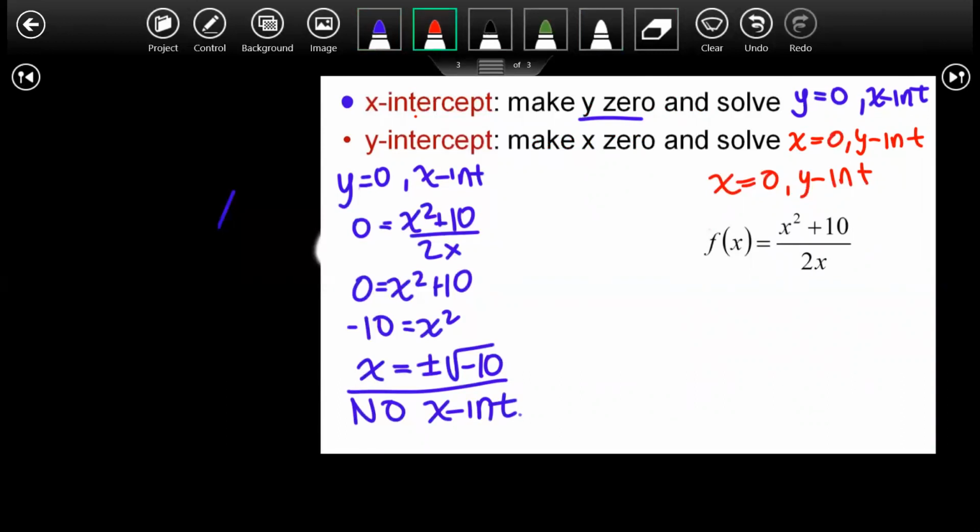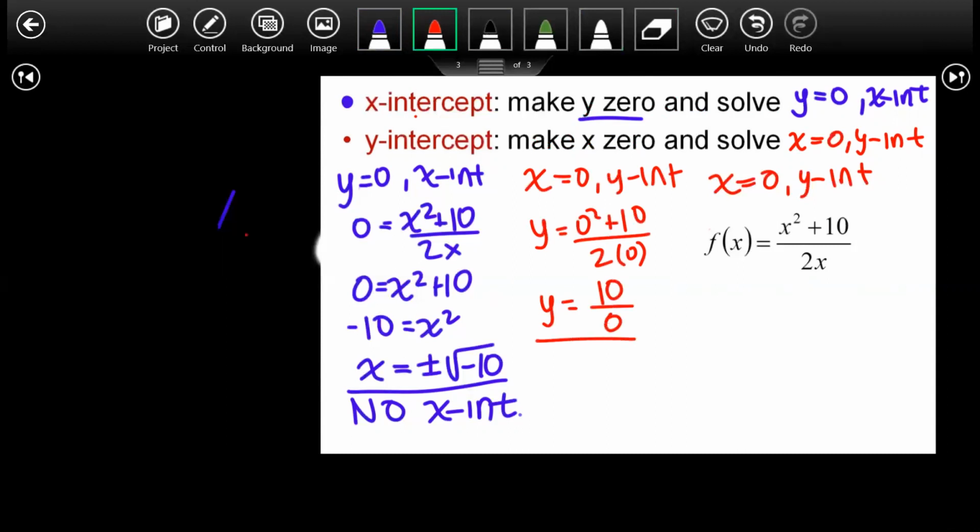If we do it the other way, where we say x is equal to 0 for a y-intercept, we're going to get y is equal to 0 squared plus 10 over 2 times 0. What's anything times 0? So 10 over 0. Is that even a valid answer? So again, this situation would be undefined, so you would have no y-intercept. So it doesn't cross the x-axis, and it doesn't cross the y-axis. It's going to look kind of funky. From my understanding, if we're graphing this as a rough case, I think it's going to look something like this.